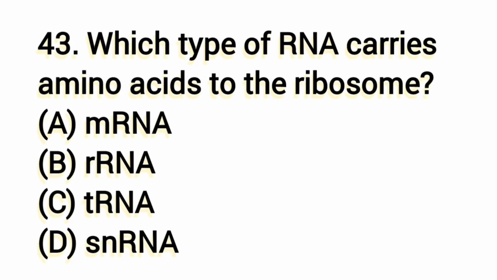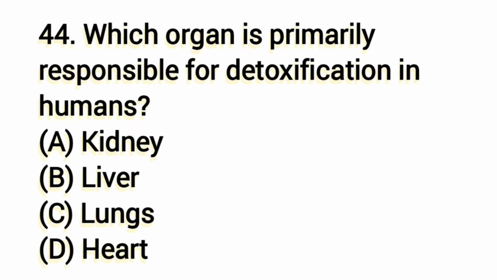43. Which type of RNA carries amino acids to the ribosome? A. mRNA. B. rRNA. C. tRNA. D. snRNA. Answer is C. tRNA. 44. Which organ is primarily responsible for detoxification in humans? A. Kidney. B. Liver. C. Lungs. D. Heart. Answer is B.